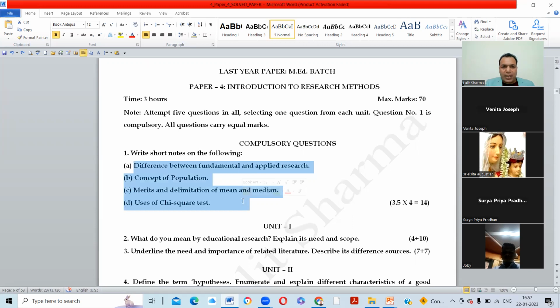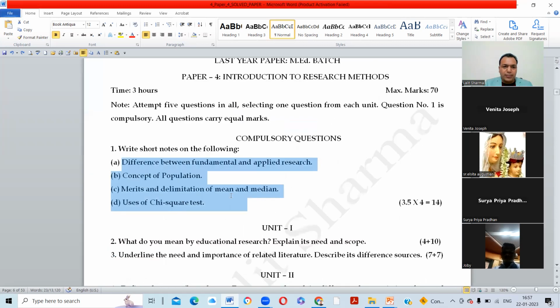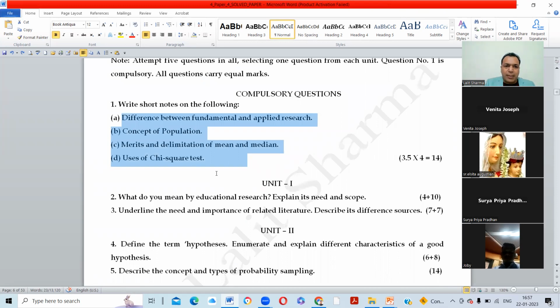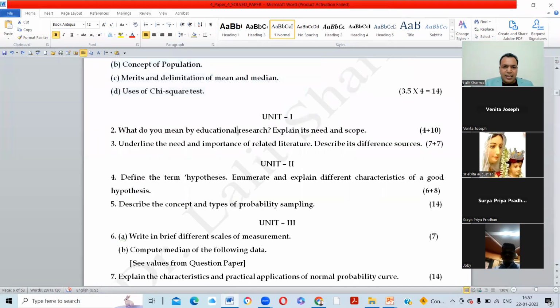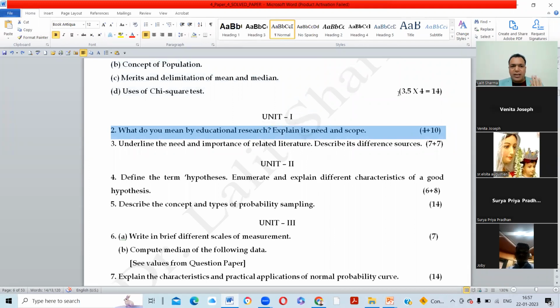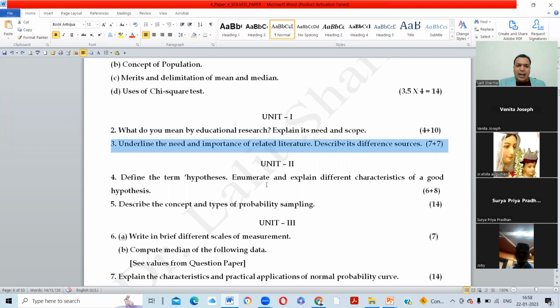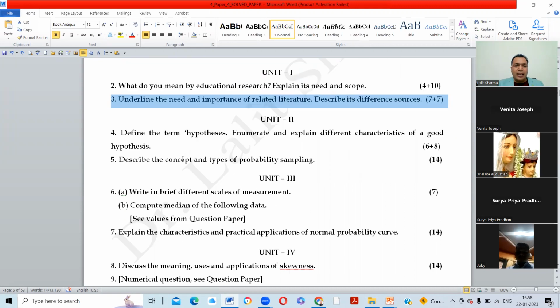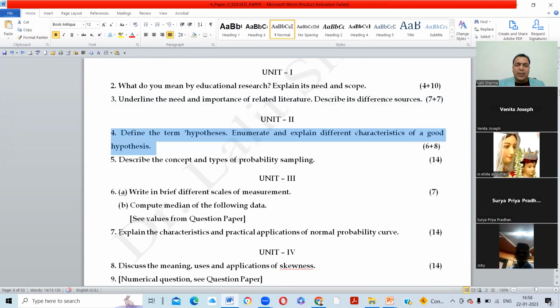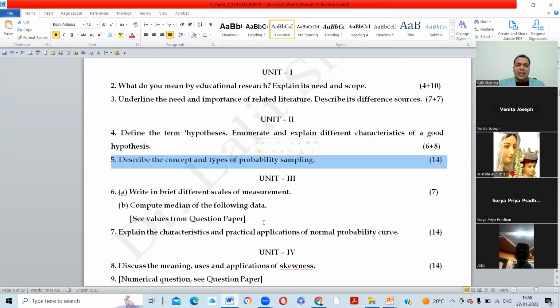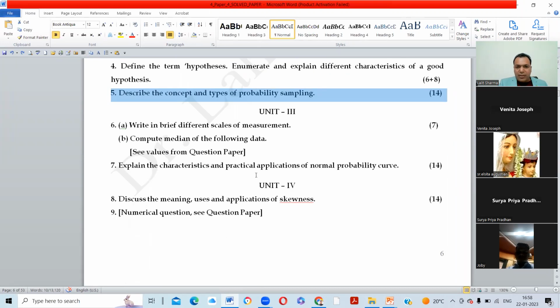Difference between fundamental and applied research, concept of population, merits and demerits of mean and median, uses of the chi-square test. What do you mean by educational research? Explain its need and scope. We are done. Then the third one, underline the need and importance of related literature, describe its different sources. We are done. Hypothesis, the 4th question. We are done. Explain the term hypothesis, enumerate and explain the different characteristics of a good hypothesis. And last, we just finished: explain the types of probability sampling. Now, the 7th question we are doing here.